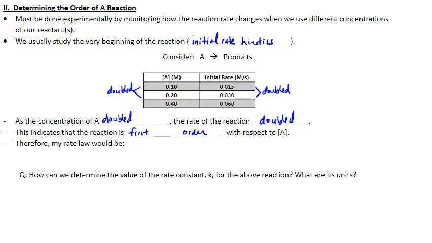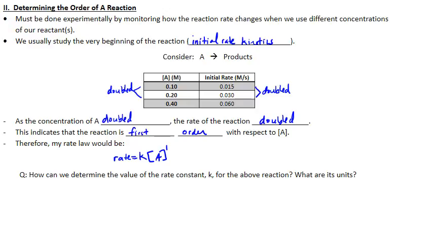Okay? If it was zero order, the rate would not have changed. If it was second order, as I doubled my concentration, the rate would have quadrupled. All right, but here's first order, and therefore my rate law would be the rate is equal to the rate constant K times the concentration of A to the first. Okay? And now you wouldn't have to write that 1, obviously, but just so you see it here.